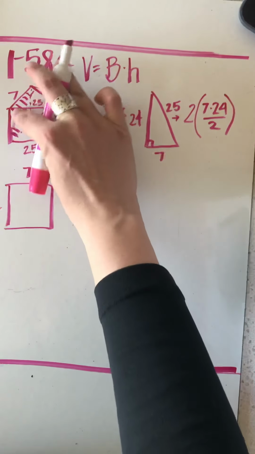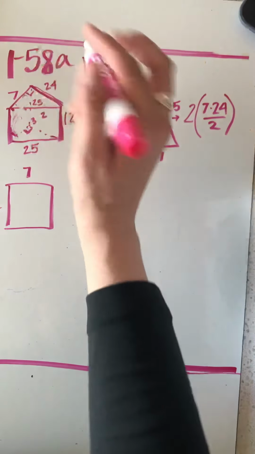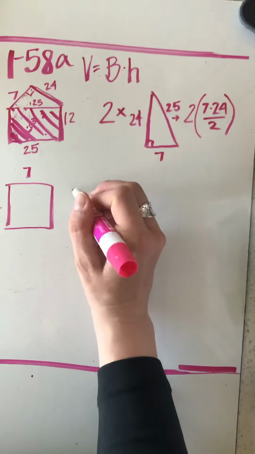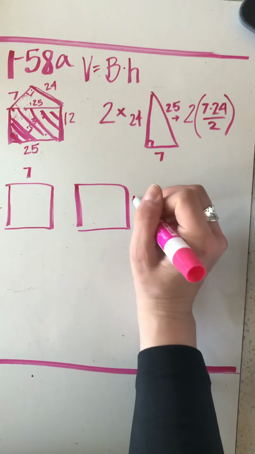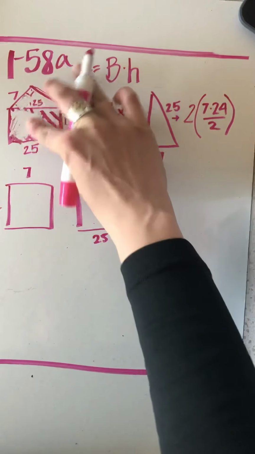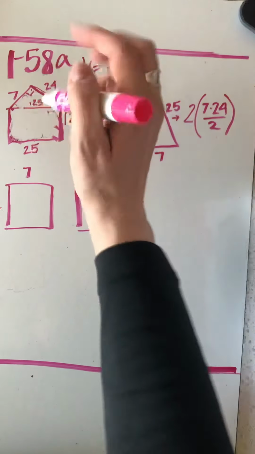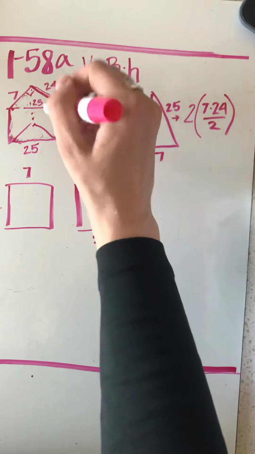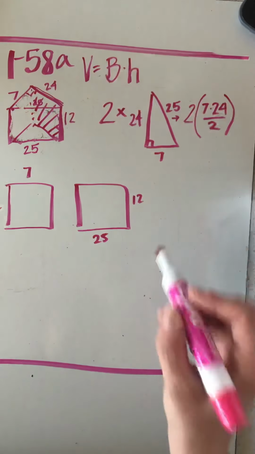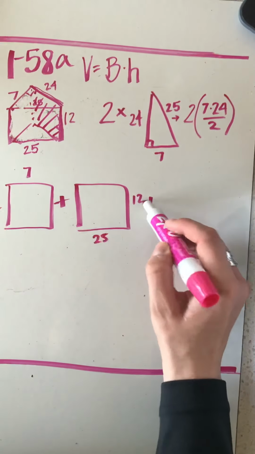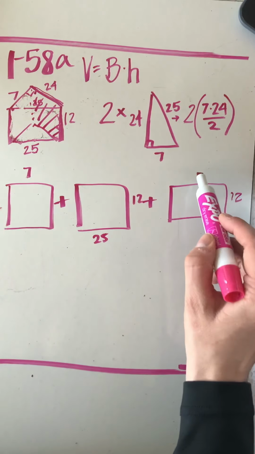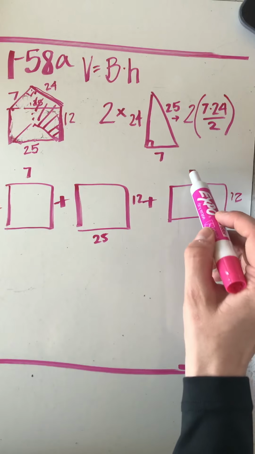So then I'm going to erase that so you guys know what I'm talking about next time. Then there's another face that goes all the way across, and that's a rectangle that has a height of 12 and a base of 25. And I'm going to erase that drawing. And then the other one is right here. And that's another rectangle that has a height of 12 and a base of 24.